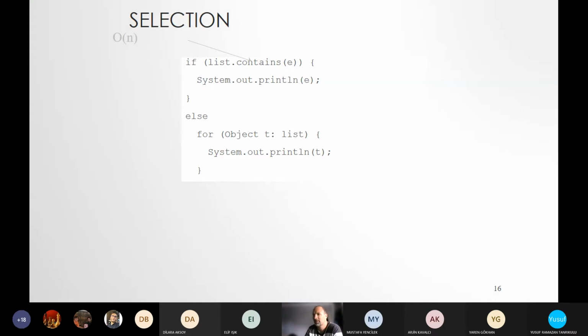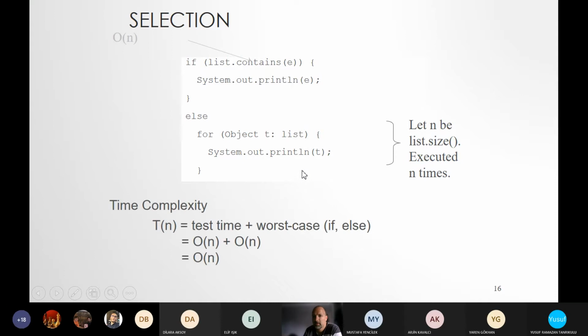Hopefully you know that from your math classes as well. All right. So this will take n executions, right? So if n is the size of the list, this is going to be executed n times. So the complexity, as we ended on our last lecture talking about, was that it is the test time plus whatever the worst case. So the true side of the if statement is a constant time thing, as a big O of 1.